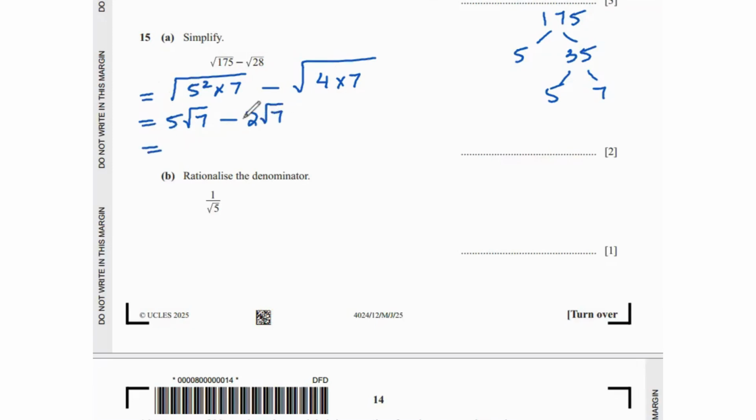You need to remember that when we're adding or subtracting surds, we can only solve them if the number inside the surd is exactly the same. Initially, we had 175 and 28. Once we prime factorized it and simplified the surds, now we have a 7 underneath both the surds, which means we can subtract 5 root 7 and 2 root 7, which gives us 3 root 7. That is your final answer. Without simplifying it, you cannot add or subtract surds. The number inside the surds needs to be exactly the same for you to solve them further.